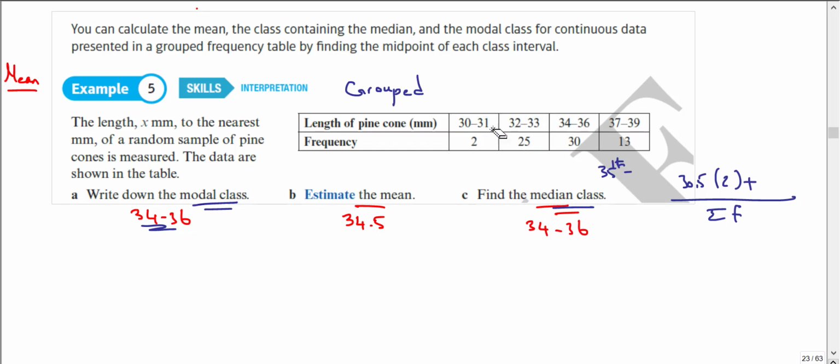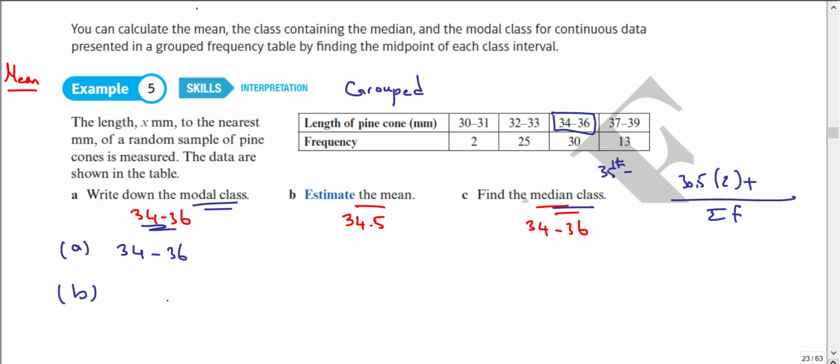First thing, they are asking for the modal class. Modal class is the most repeated class. Which one is the most repeated? You go to the frequency and check the highest frequency. Which one? 30. That's the highest frequency. So the modal class is this. That will be 34 to 36. That's A.